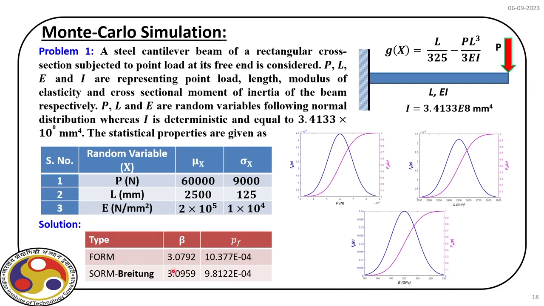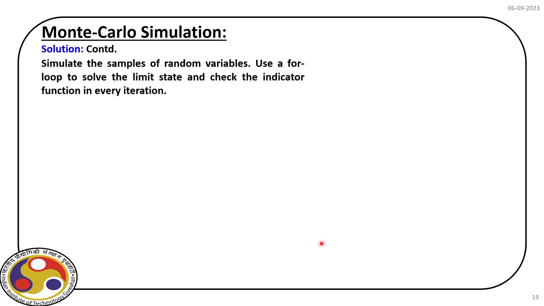So the beta corresponding to FORM is 3.0792, which in the second order reliability model is further improved, and the beta in this case is 3.0959. So our main task is to check whether this beta or PF, whichever way we look at the problem, is correct or not, and that is verified using Monte Carlo simulation.